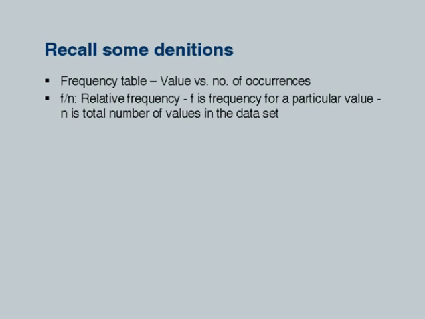So frequency table is value versus number of occurrences, or number of occurrences versus value. You can also express it as relative frequency, and you would represent f by n, essentially you would scale the whole thing. Okay, that is relative frequency. So f is the frequency for a particular value. How many occurrences divided by the total number? So it is scaled. If you do it in the tabular form, it is a relative frequency table.